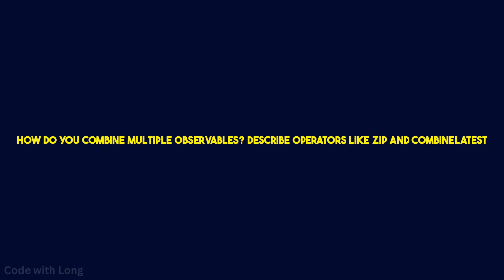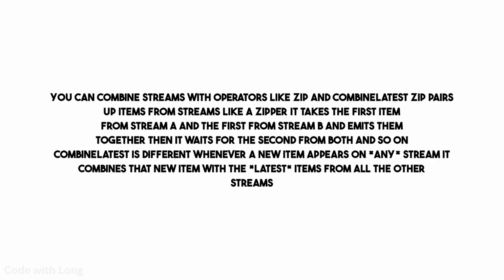How do you combine multiple observables? Describe operators like zip and combine latest. You can combine streams with operators like zip and combine latest. Zip pairs up items from streams like a zipper. It takes the first item from stream A and the first from stream B and emits them together. Then it waits for the second from both, and so on. Combine latest is different. Whenever a new item appears on any stream, it combines that new item with the latest items from all the other streams.